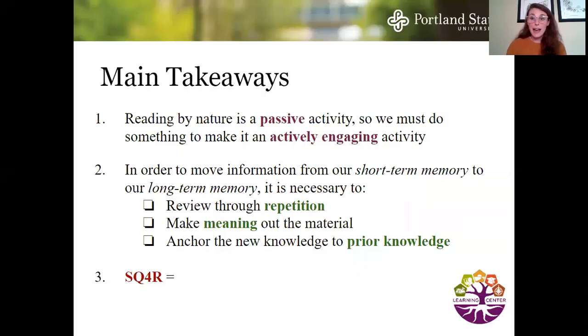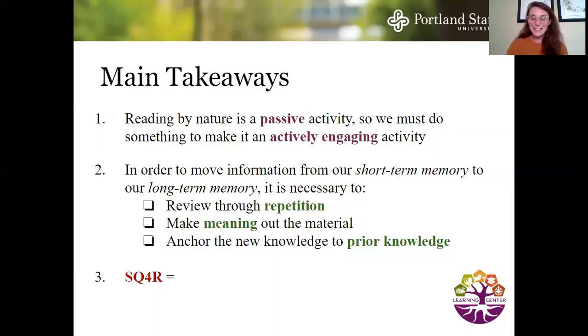All right, so main takeaways from this. Reading by nature is a passive activity, but there are lots of ways that we can make it actively engaging. In order to move information from our short-term memory to our long-term memory, it's necessary to review through repetition. Make meaning out of the material whenever possible, and try and anchor this new information to things you've learned in the past.